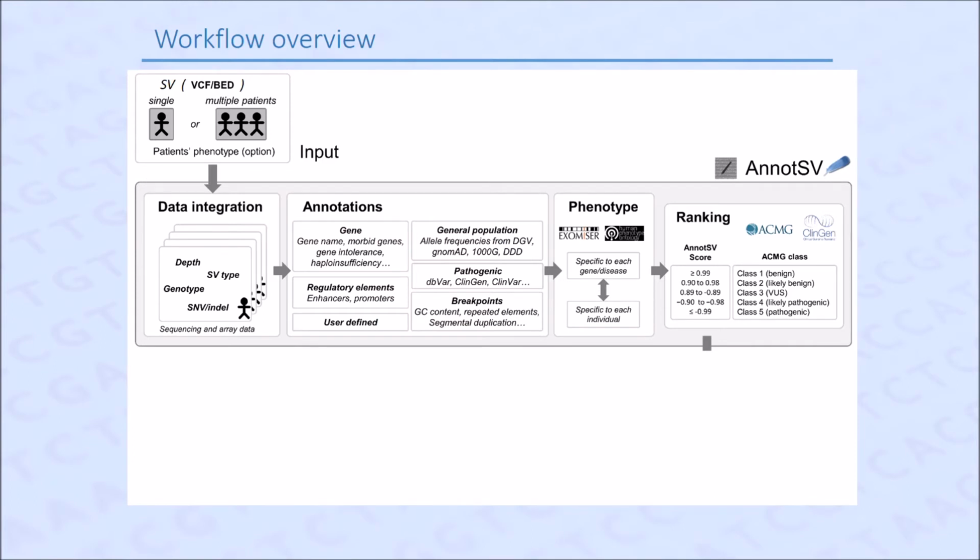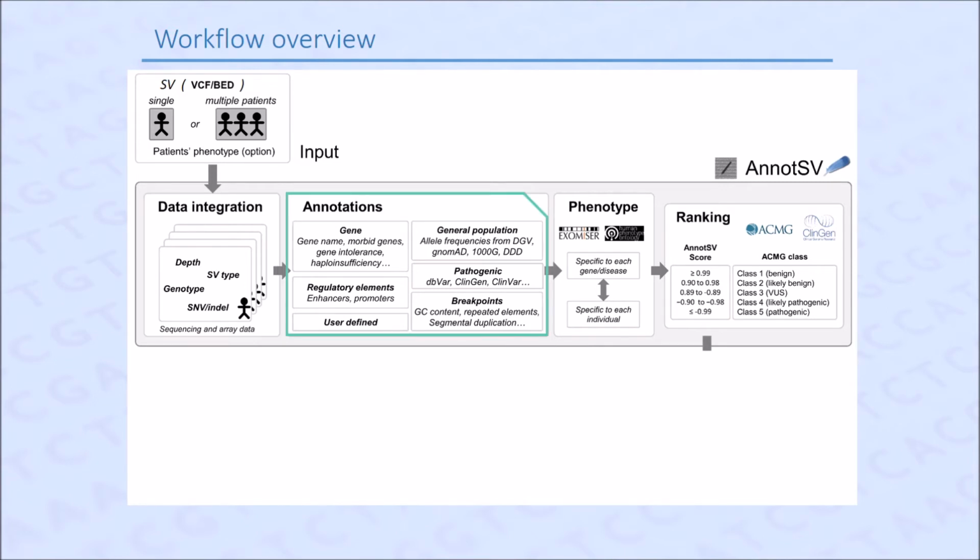Phenotype is optional, but it's highly recommended to use it for better prioritization. This means that the user can identify relevant SV based on how similar the phenotype of the patient is to the gene overlapped with this SV. Okay, so once the user has submitted these input data, AnnotSV integrates all of these in the first step.